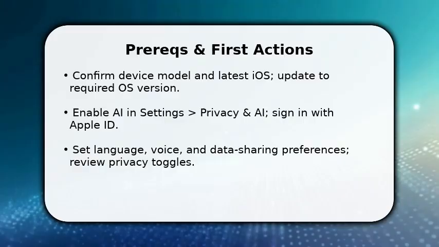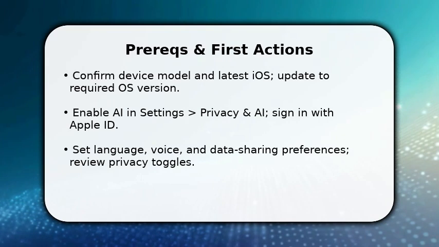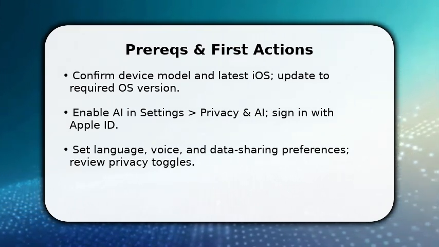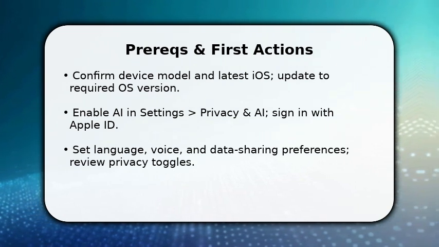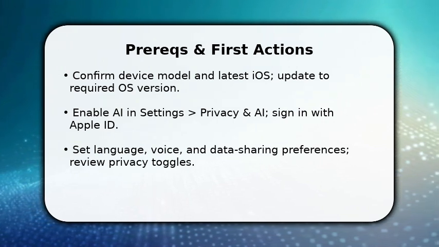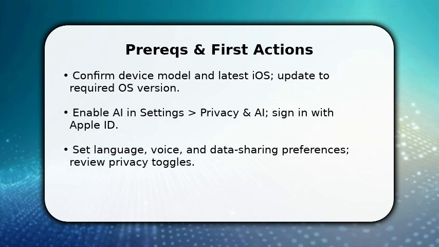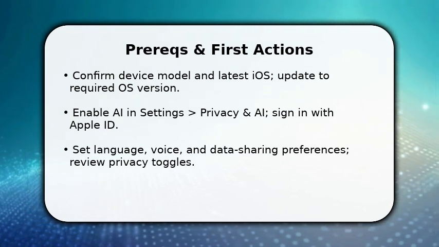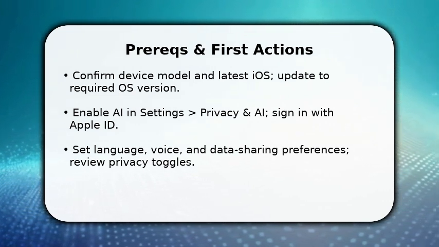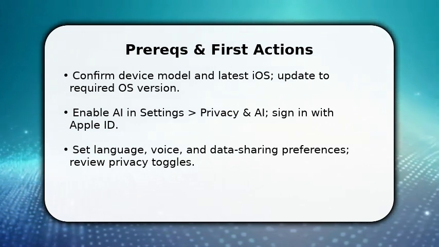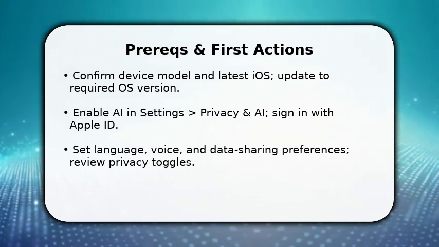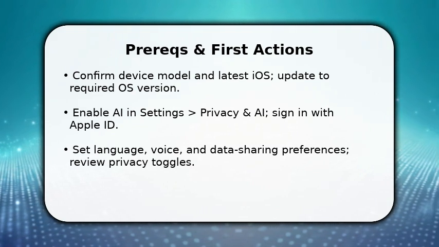Please enjoy the video. You start by confirming your device model and installing the required iOS update so the system components match the new Apple AI. Once updated, go to Settings and enable AI under Privacy and AI, then sign in with your Apple ID to unlock personalized features. Make sure to set language, voice, and data sharing preferences now. This determines response style and what data the model may use. Doing this first prevents permission prompts later and keeps your experience consistent.